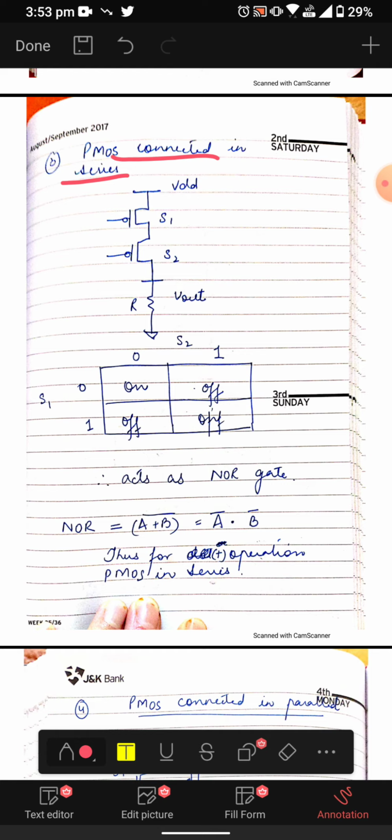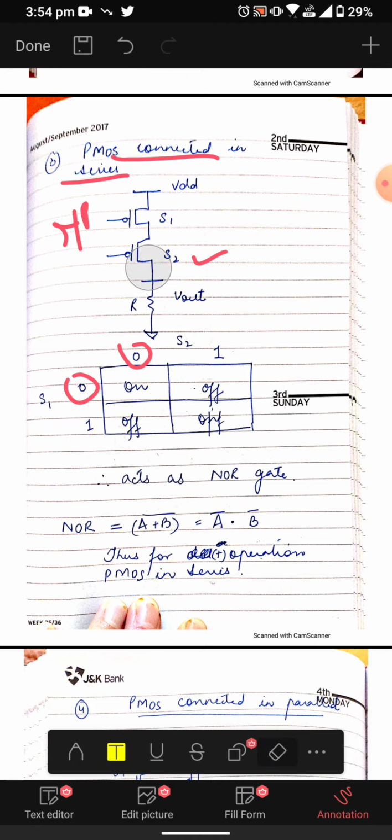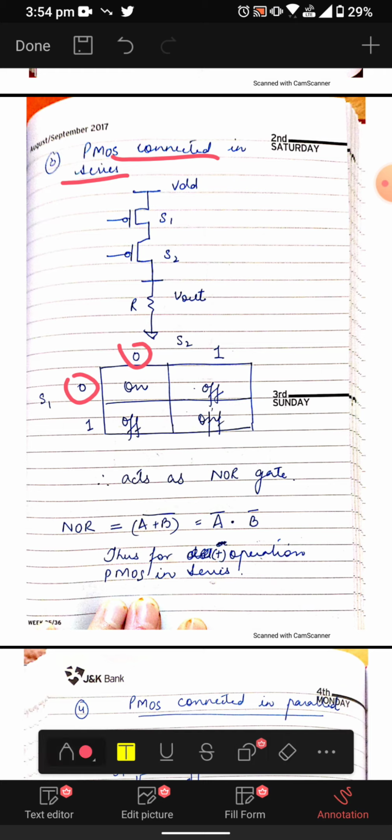Fine. Here I have connected two PMOS transistors, S1 and S2. They are in series, okay, and the inputs are given again at the gate terminals. So when both the inputs are 0 0, what will happen? S1 will be on, because PMOS किस logic से on होता है? Logic level 0 से. तो S1 will be on, S2 will be on, and VDD will be shorted to Vout, and your output will be on, or it will be logic level 1.